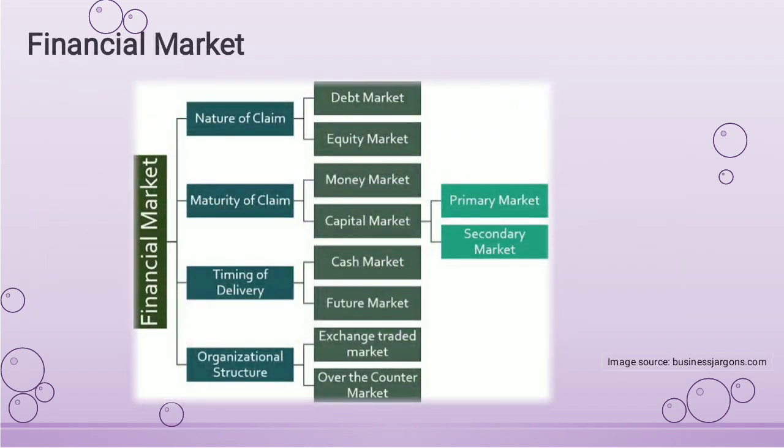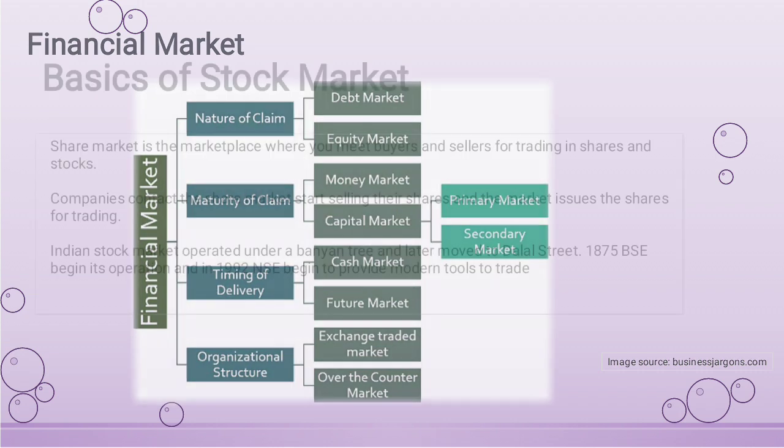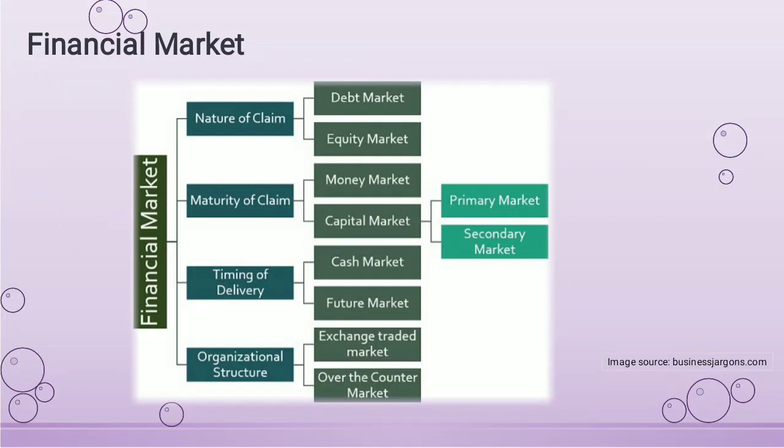If you ask where the stock market comes into the picture, it comes from the financial market. If you keep splitting the system based on nature of claim, you have the debt market and equity market. Based on maturity of claim, it is the money market and the capital market. In the capital market, we have the primary market where the IPO comes into the picture, and the secondary market is where trading or investing comes into the picture. Then based on timing of delivery, there are cash markets and futures markets, and by organization structure, the exchange traded market and the over the counter market. One important point to remember: I will not be talking about everything here. We have dedicated this series to the stock market, especially the secondary market.